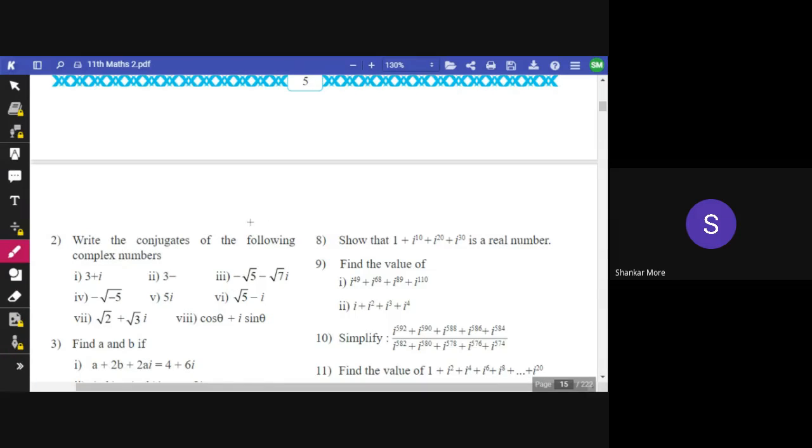Okay. Let me check. I'm opening the book in another tab to check the answer. Let me see what exactly the answer is. The answer may be the same, but it might be represented in another way. Let's see. Just give me a second.